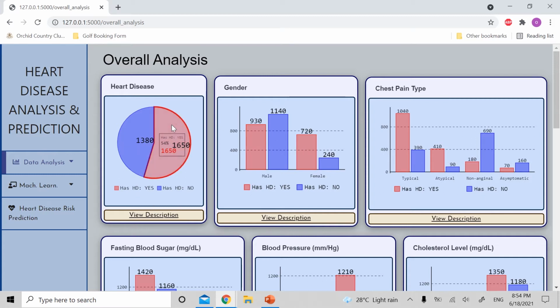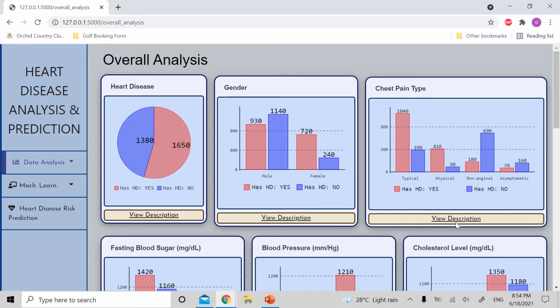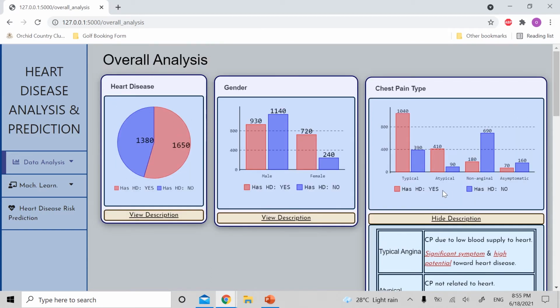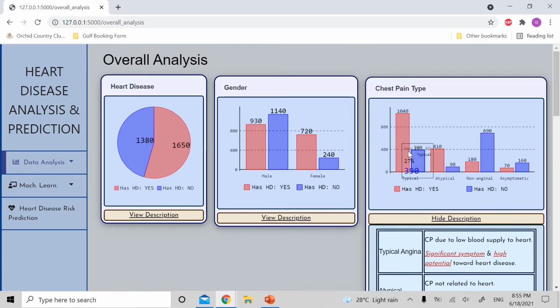From this dataset, you can see that there is 54% risk of getting heart disease. For gender, woman is 75% while man is 45%, and you can conclude that women have a higher heart disease rate compared to men. For chest pain type, there are two significant symptoms with high potential for heart disease: typical angina and atypical angina. The rate for typical angina is 73%, while the rate for atypical is 82%.